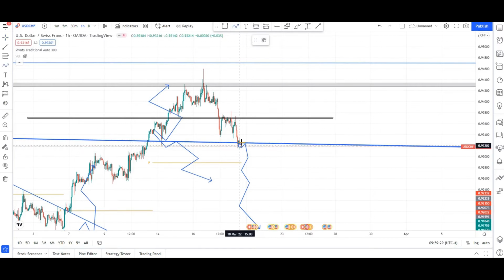If it eventually breaks and comes and takes support somewhere here, our first target will be this, second target, third, and this time if it breaks, then it will give us bigger momentum. Fourth target, fifth, and many more.